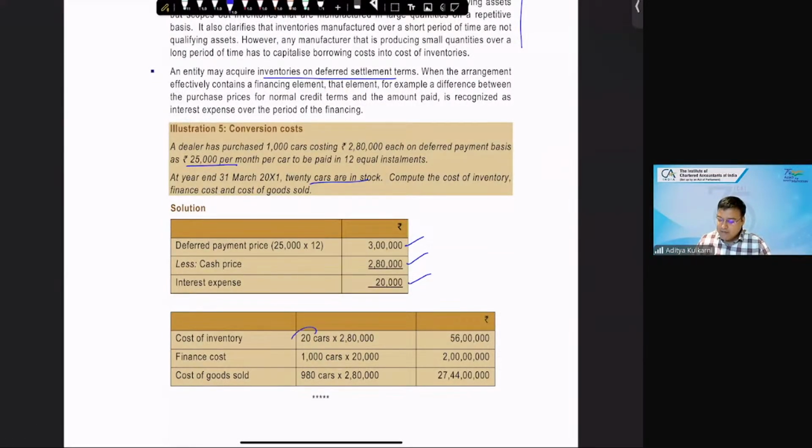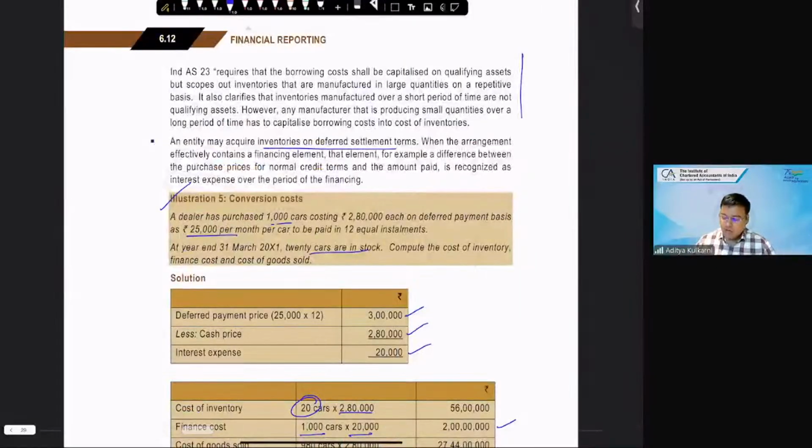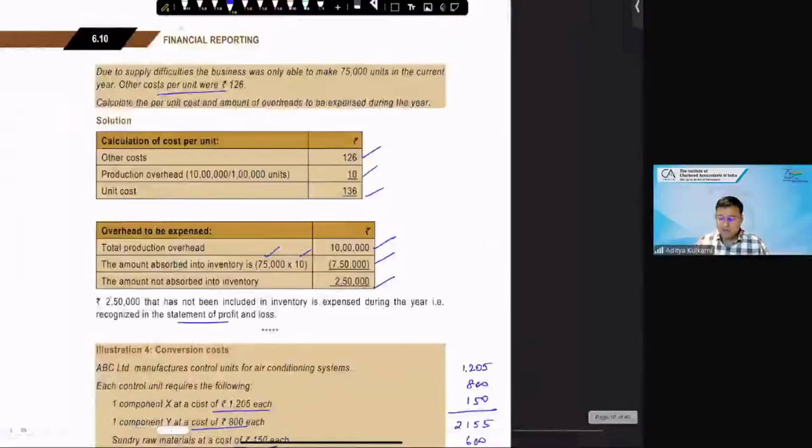At the year end, 20 cars are in stock. So cost of inventory will be 20 into 2,80,000. 1,000 cars are purchased. So finance cost for 1,000 into 20,000, 2 crores. Cost of goods sold: 1,000 purchased, 20 in stock. So 980 into 2,80,000, 27.44 crores. Fairly simple. Okay. So that's all that we have on other costs.